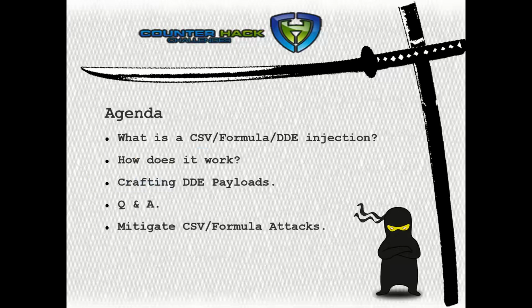A quick overview of what we're covering in this presentation. We're going to explain what a CSV injection is and how this vulnerability continues to be exploited. We'll provide a demonstration on how red teams can craft payloads. Then we'll provide a quick frequently asked questions overview. Finally, we'll provide some ways blue teams can mitigate against these attacks.